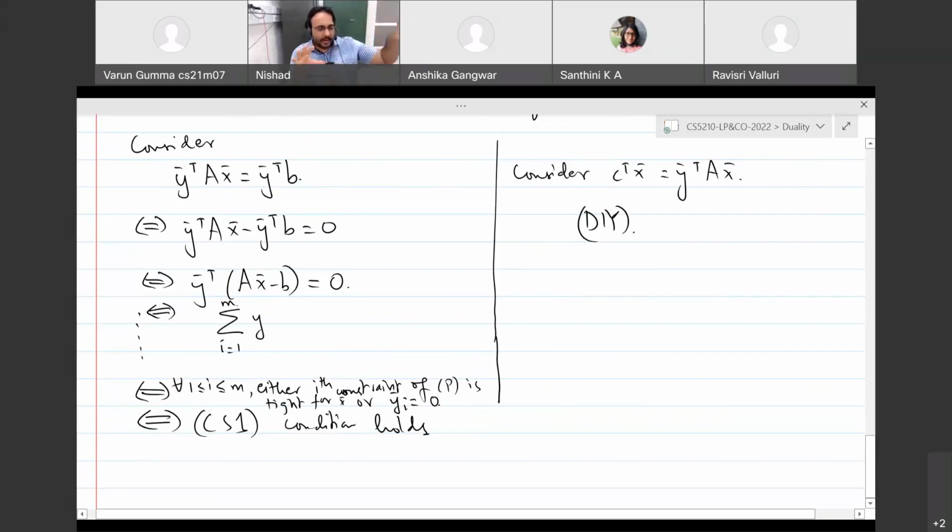So notice that we are multiplying a row vector, just to make it clear to everybody else, by a column vector, right? That just means that we are multiplying them entry by entry and adding up the numbers. So what you really have here is a summation, i going from 1 to m, multiply each entry of y bar, so that would be y bar i, multiplied by the corresponding entry of A x bar minus b. And what would that mean? It would mean that you take the ith row of the matrix A multiplied by x bar and subtract bi.